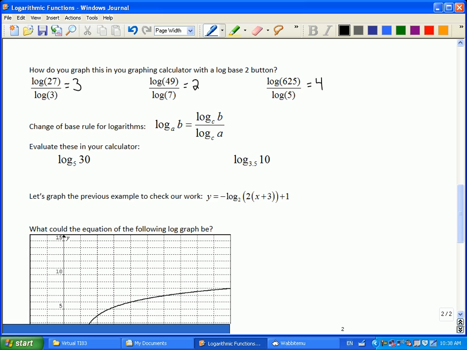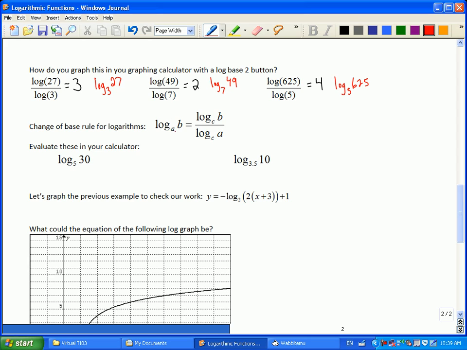So what's actually happening in these examples, to show you how it works in your calculator, is that by rewriting it like this, it's the same thing as the log in base 3 of 27. This is the same thing as the log in base 7 of 49. This is the same thing as the log in base 5 of 625. So for the change of base rule, this is what it looks like.